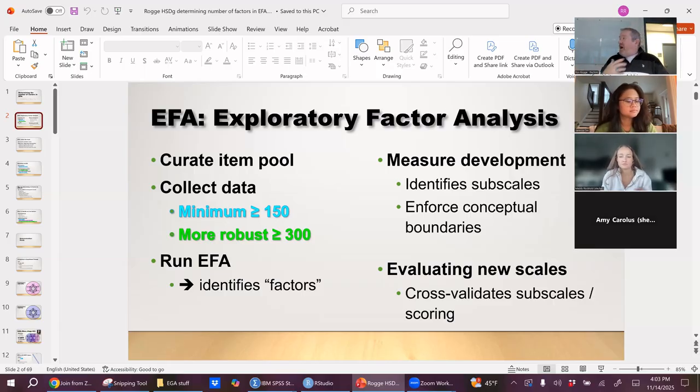And whenever I use a scale somebody else has made for the first time, I run a factor analysis on it just to make sure in my data, it actually makes sense to score it the way they tell me to score it. And 3 times out of 4, it doesn't exactly.